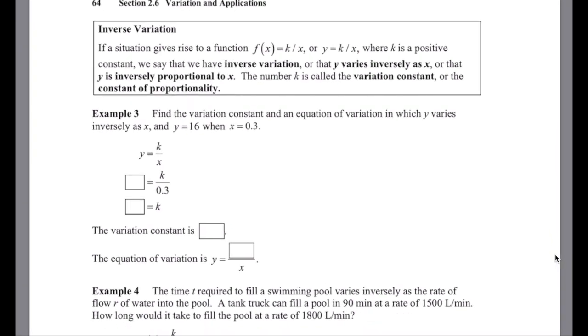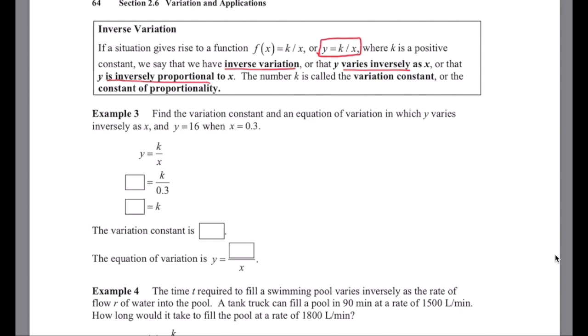Notice inverse variation happens when we're dividing, we're not multiplying. Some key words to look at: we have the equation y is equal to k divided by x. So if we see the verbiage inverse variation, y varies inversely as x, or is inversely proportional, k is still the constant. K is still the constant.